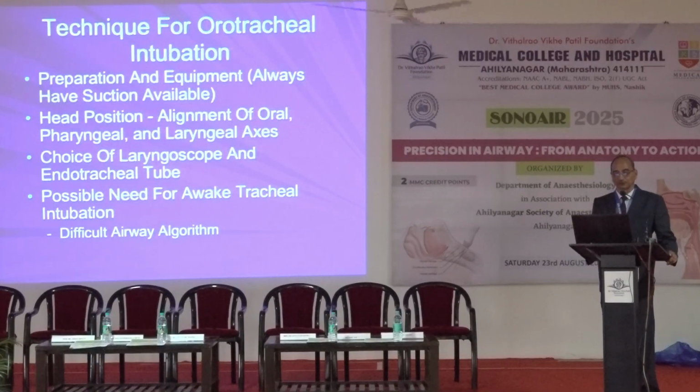Now what is the technique for orotracheal intubation? Well, one has to make preparations and check your equipment. So always have a suction available. The head position, you have to align all three axes, the oral, the pharyngeal and the laryngeal axis. The choice of the laryngoscope and endotracheal tube you have to make, whether you want the size 3 blade or the size 4 blade. Endotracheal tube, whether you want the normal one or a flexometallic, that you have to decide depending on the surgery. Possible need for awake tracheal intubation, there you should be ready with your difficult airway algorithm.